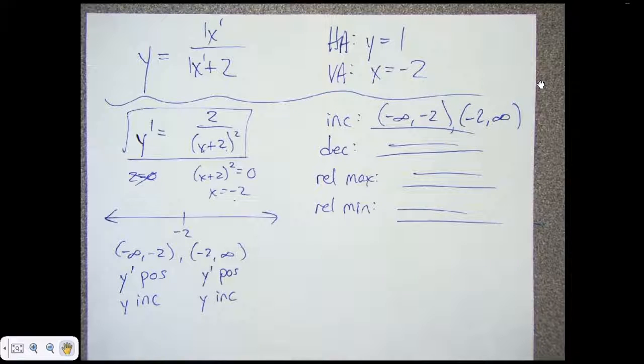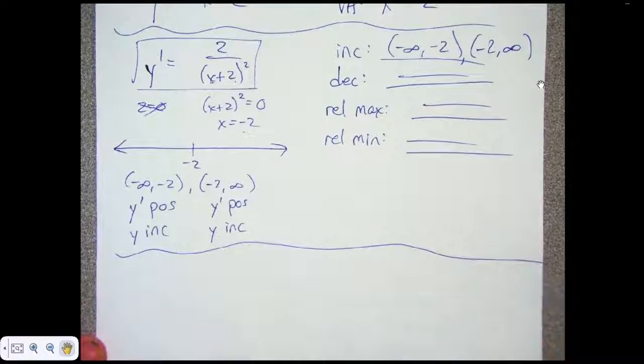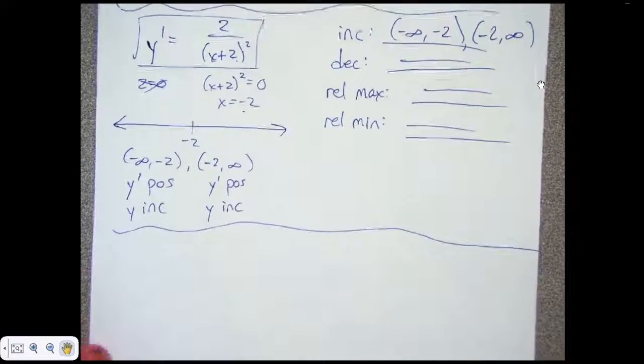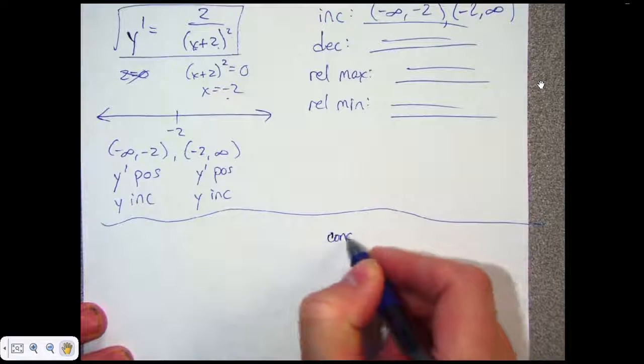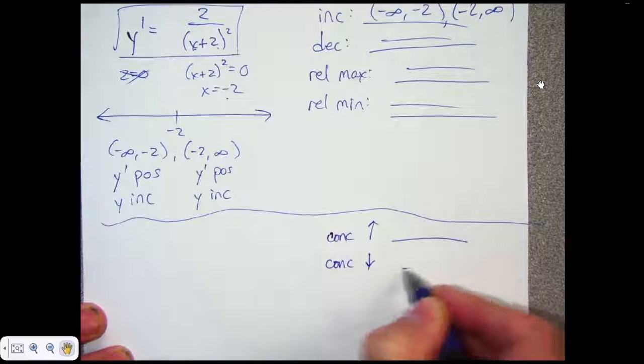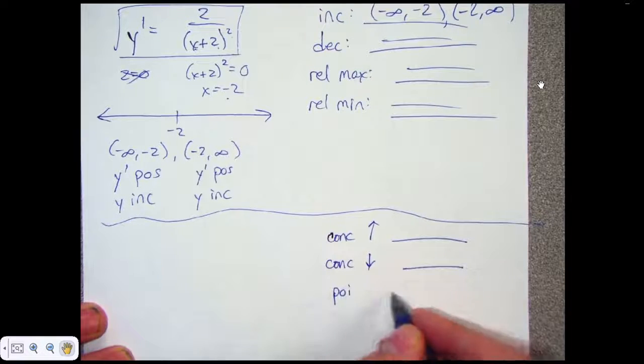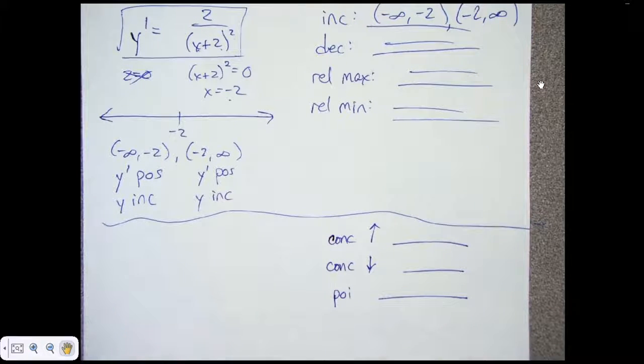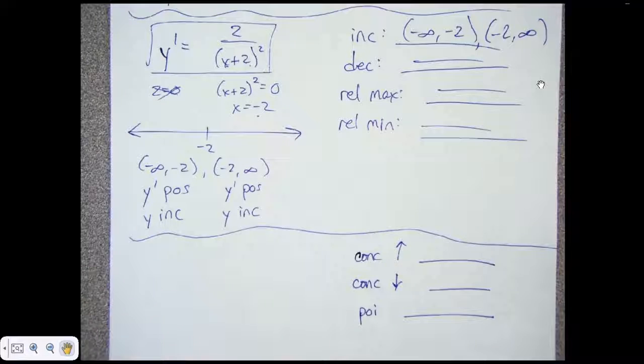With me there? That's your first derivative information. We're going to repeat that process with the second derivative, and that's going to tell us about concavity. So where's it concave up? Where's it concave down? And where are there, if there are any, points of inflection?